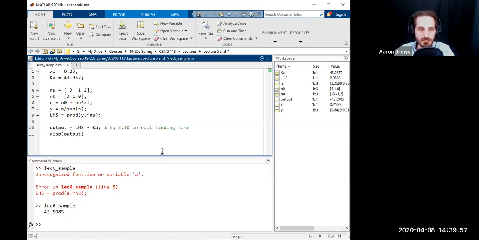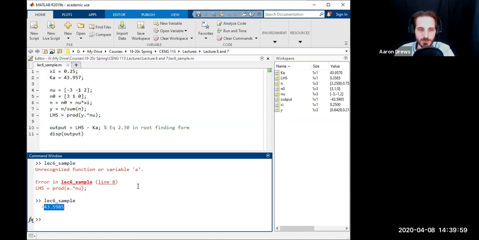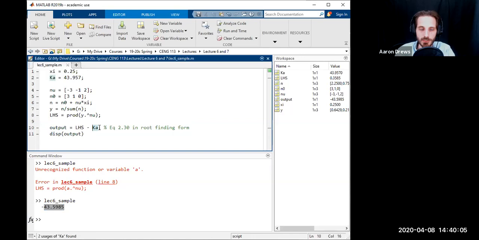So I calculated this and I got my output as minus 43.5, but it should be 0, right? If I've got my output in root finding form, I will have solved this problem when I guess a particular value of xi, or squiggle, that results in the output being equal to 0. So it's definitely not 0.25.